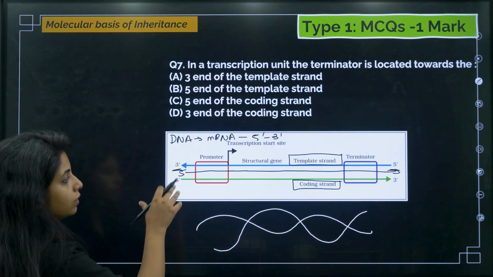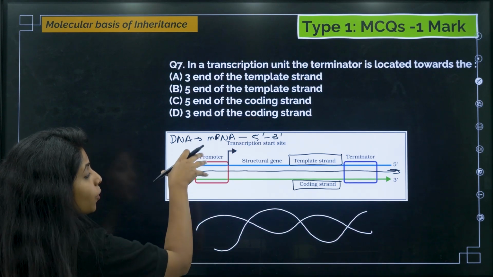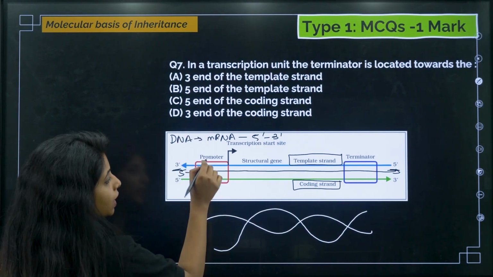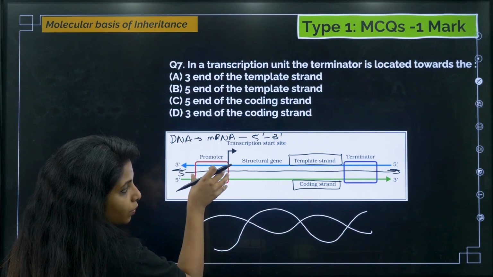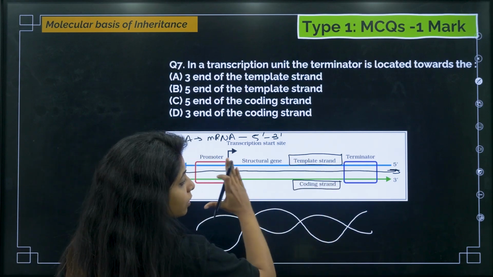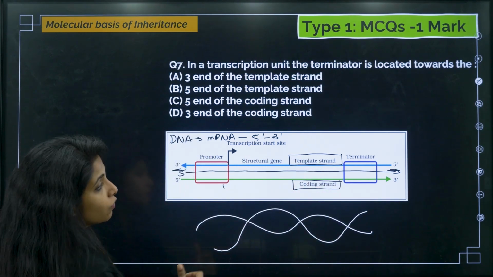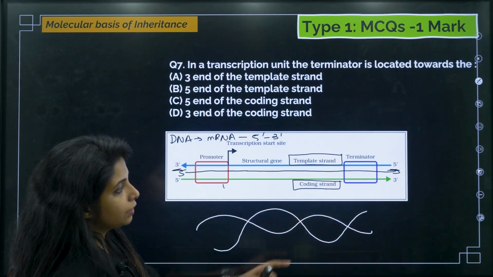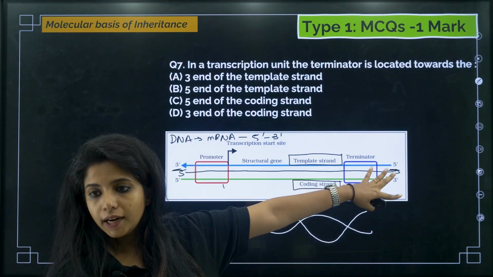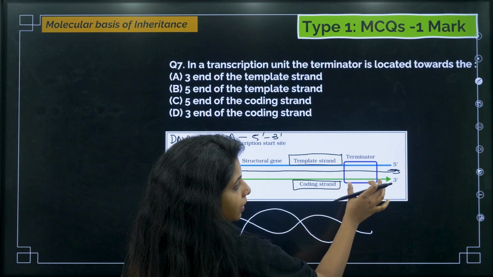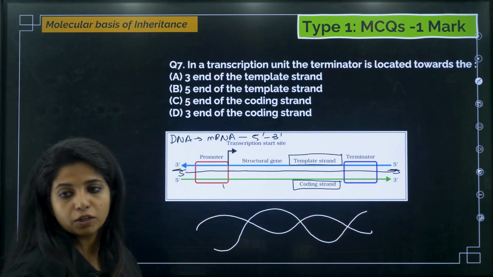Fine. Now, who does it? RNA polymerase. RNA polymerase looks for a site, that is the promoter site, and binds on it. So this is the promoter. Then this is the gene which has to be transcribed. This whole region that you see is the region which has to be transcribed. When you talk about the terminator, the terminator is over here towards the end, that means termination will take place over here.